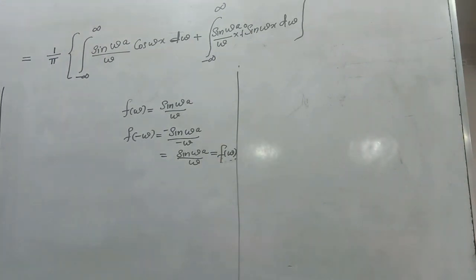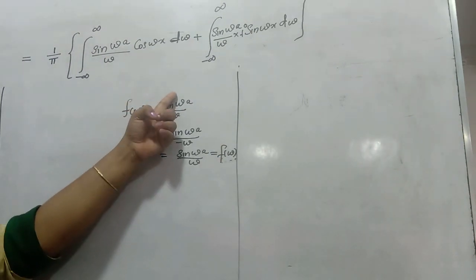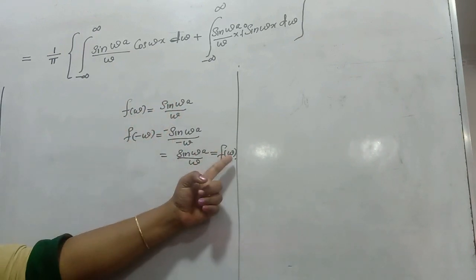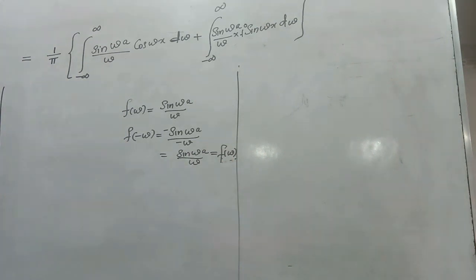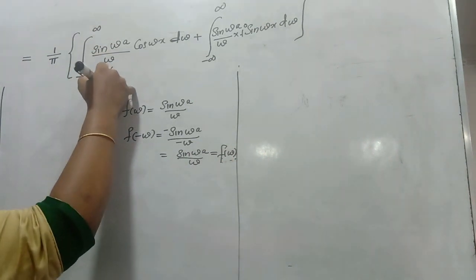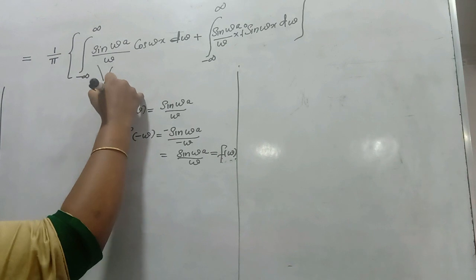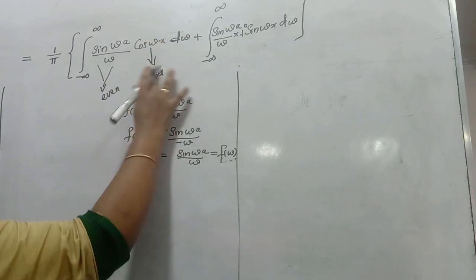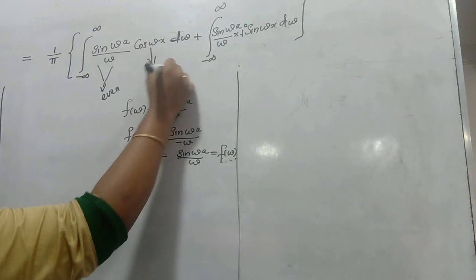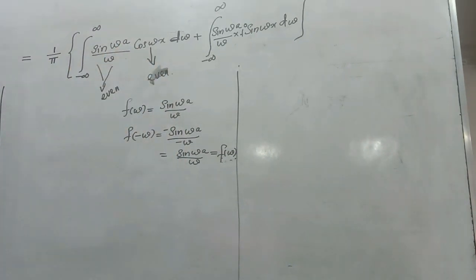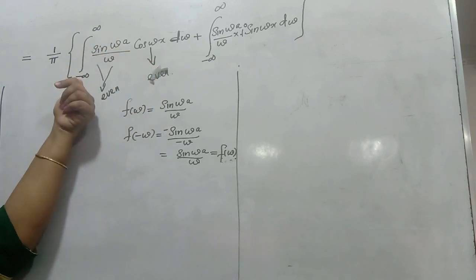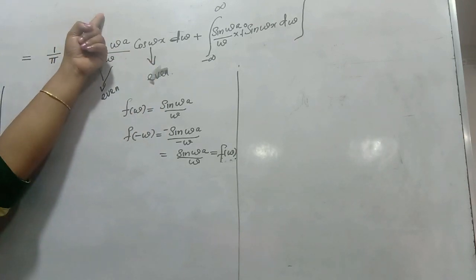Sine is always an odd function, but sin omega a by omega is even, because f of minus omega equals f of omega, so the function is even. Here sin omega a by omega is an even function, and cos omega x is also an even function. So the product, even into even, is an even function. So the integral becomes 2 times the integral from 0 to infinity.